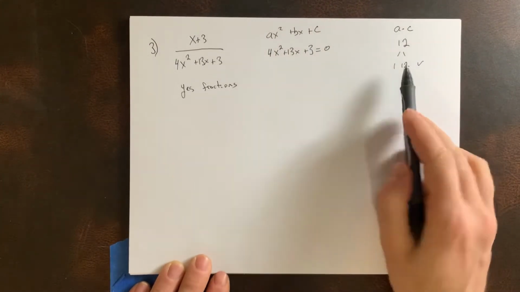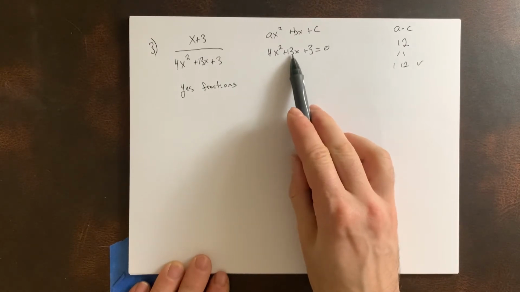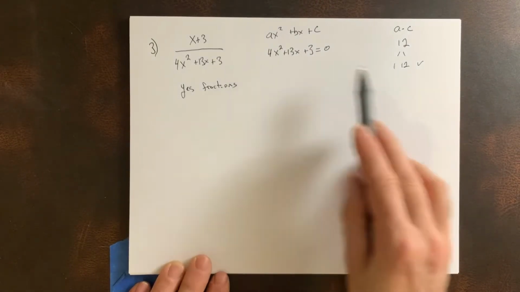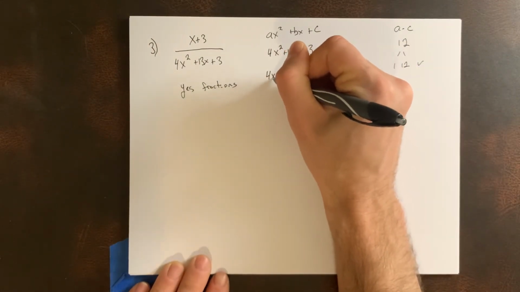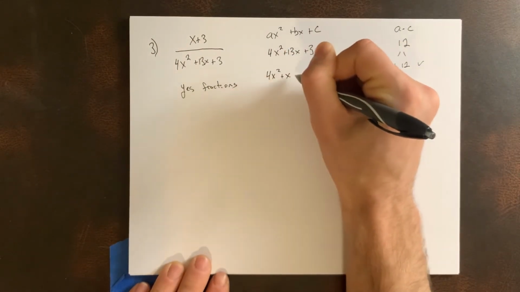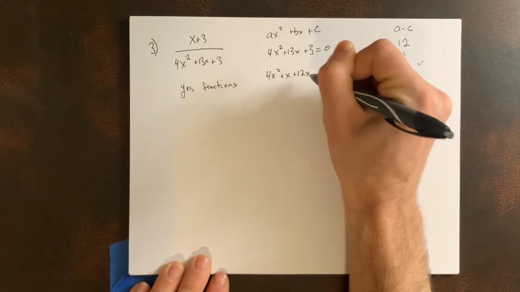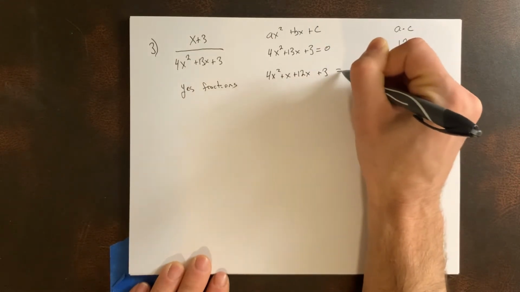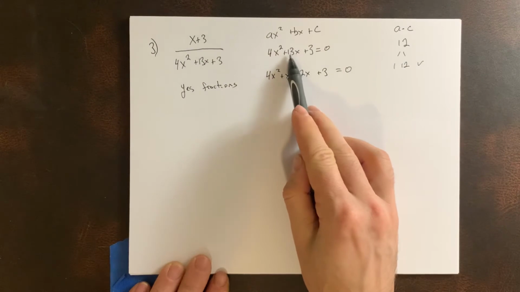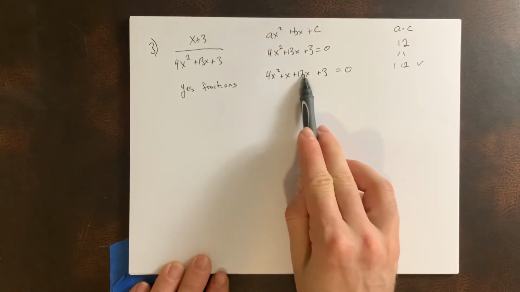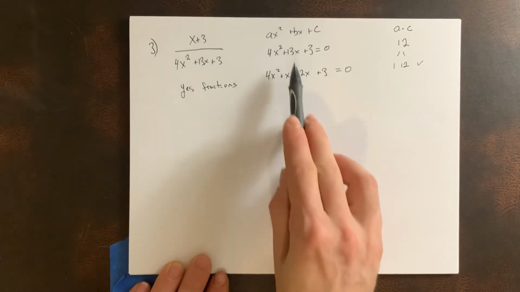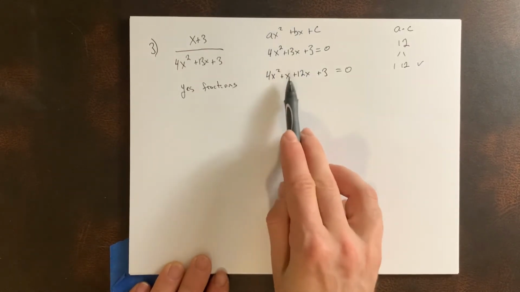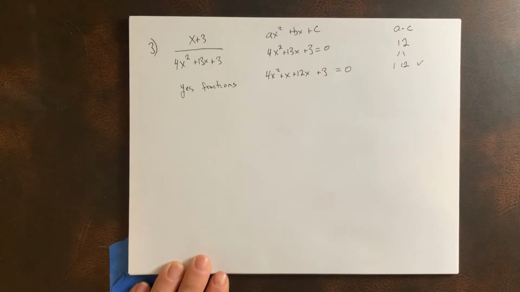And so once we find this pair, remember, we have to replace this middle number, instead of having 13, we're going to do 1 plus 12. So this is going to turn into 4x squared plus x plus 12x plus 3 is equal to 0. So again, instead of writing 13x, we write 1x plus 12x. So this 13x and this x plus 12x are the same thing. So this part and this part are still exactly the same. All we did is rewrite this 13 as 1 plus 12.